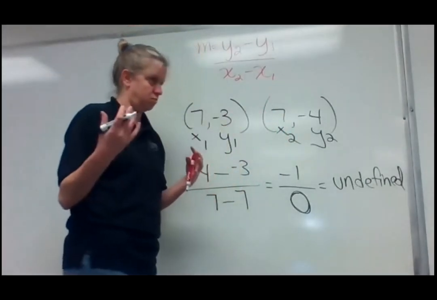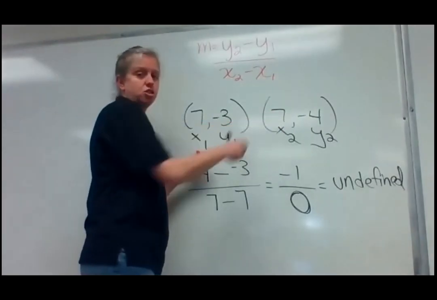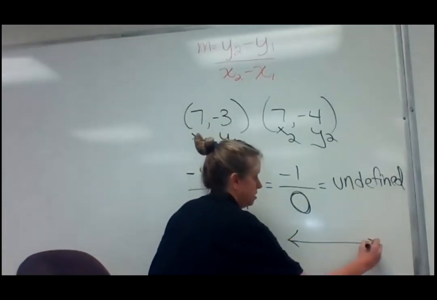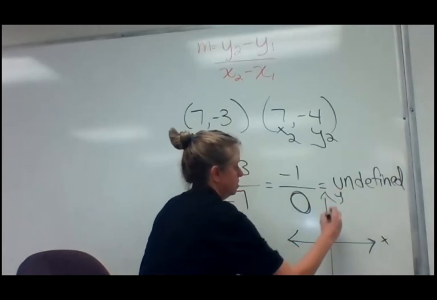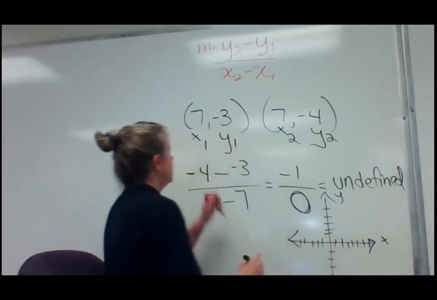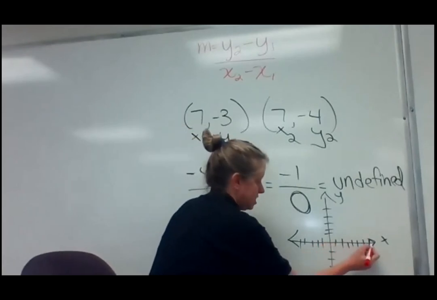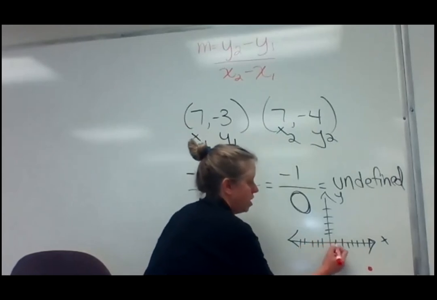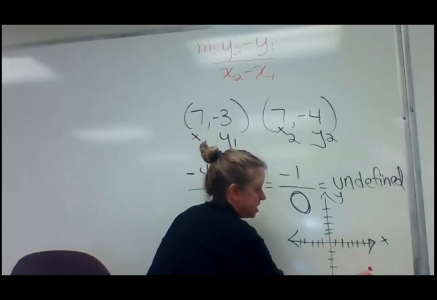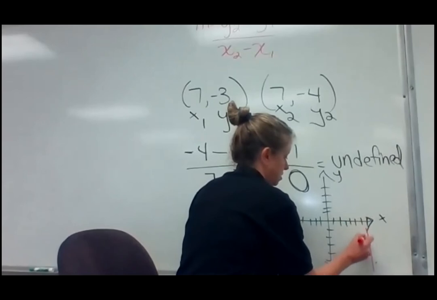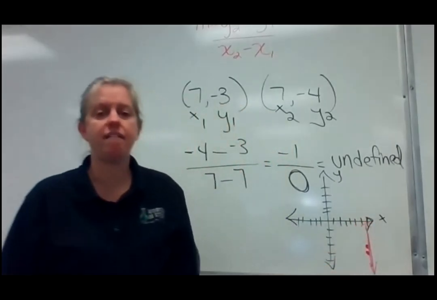If, I'm not going to do it for time's sake, if I plotted these 2 points and connected them, I guess I am doing it. This point, 7, -3 would be to the right 7 and down 3. So about right there. 7, -4 would tell me to go again to the right 7 and down 4 this time. And if I connect those 2 points, what does that give me? It gives me a vertical line.